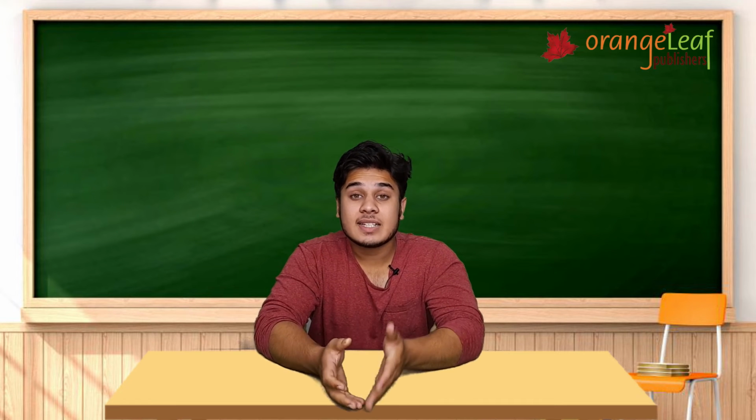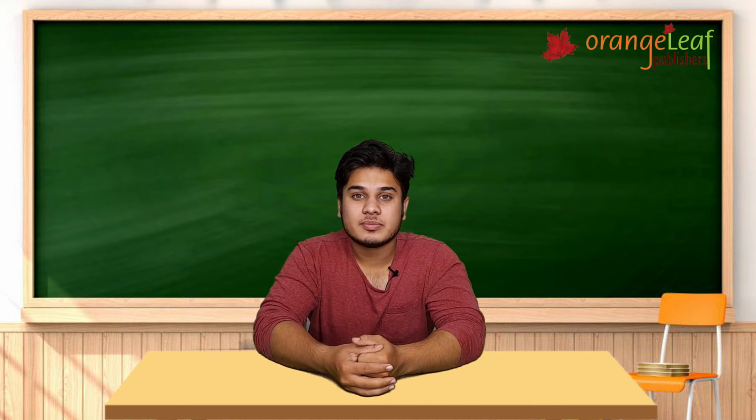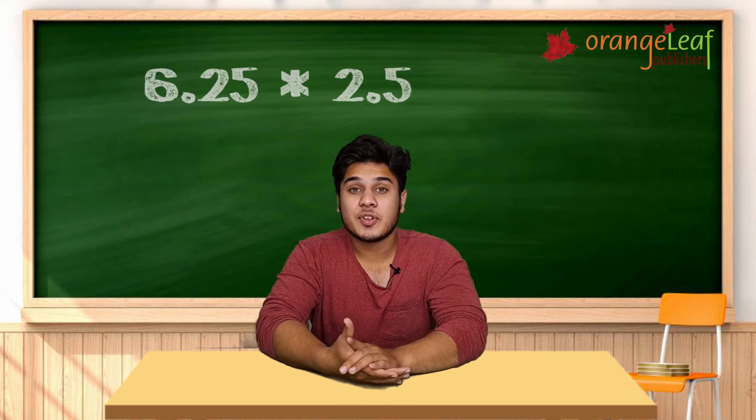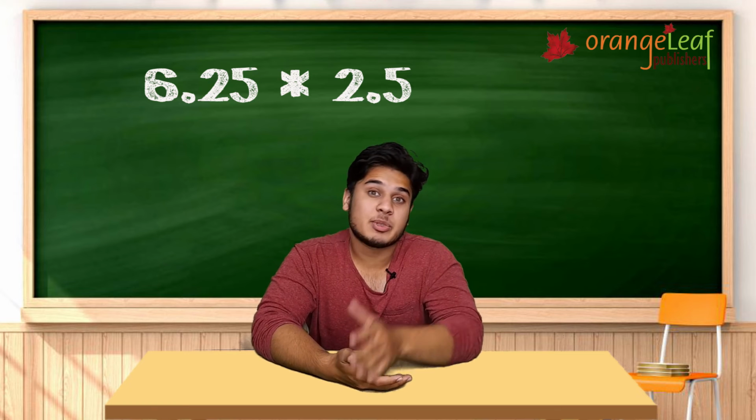Multiplying a decimal number with a decimal number. Now, let's see how to multiply a decimal with a decimal number. We'll do that with the help of an example. We now have to multiply 6.25 into 2.5. We can see that both the numbers are decimal numbers.